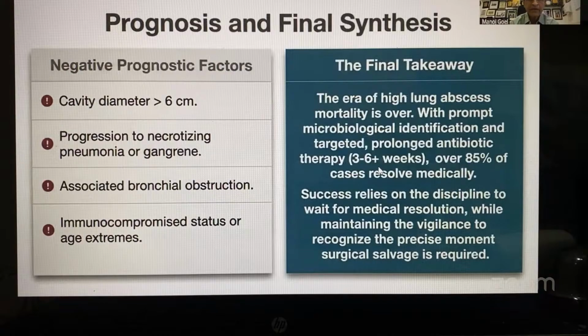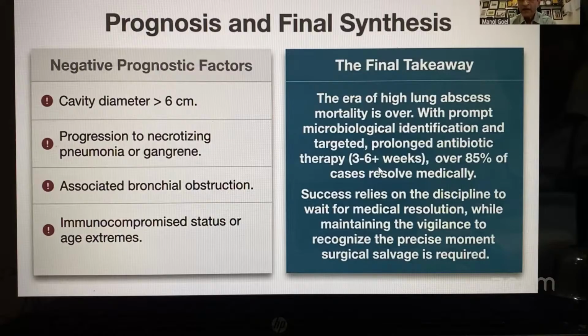So coming to the negative prognostic factors: a cavity diameter more than 6 centimeters, a cavity which is progressing to necrotizing pneumonia or gangrene, associated bronchial obstruction, immunocompromised status, and extremes of age. So these are the negative prognostic factors, and these patients may require very aggressive treatment.